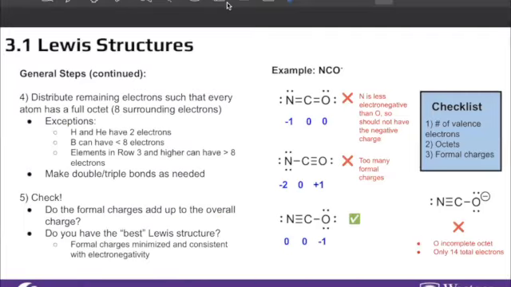Then our next task would be to take those 12 remaining electrons and distribute them around the atoms in the compound. But we don't want to just do that randomly. Our goal when we're distributing the electrons is to make sure that every atom has what we call a full octet. What this means is that it has 8 electrons surrounding it.